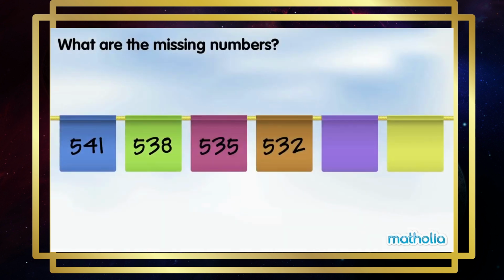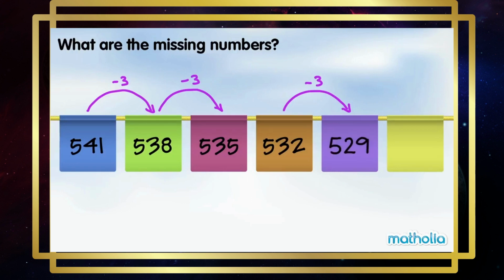What are the missing numbers? 541 minus 3 is 538. 538 minus 3 is 535. In each step, the numbers go down by 3. 532 minus 3 is 529. The missing numbers are 529 and 526.